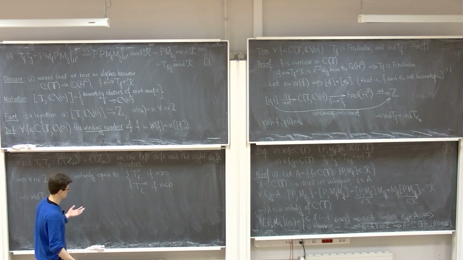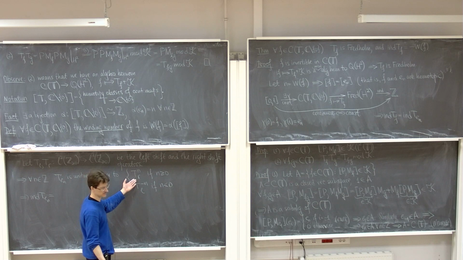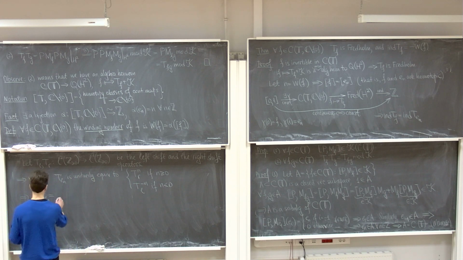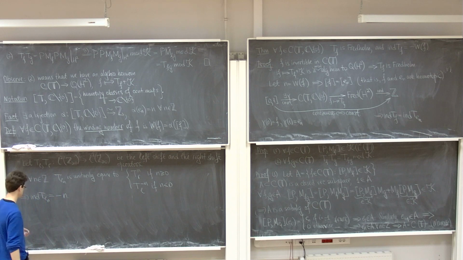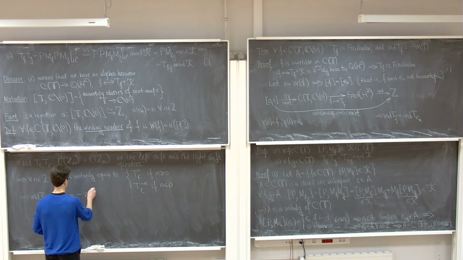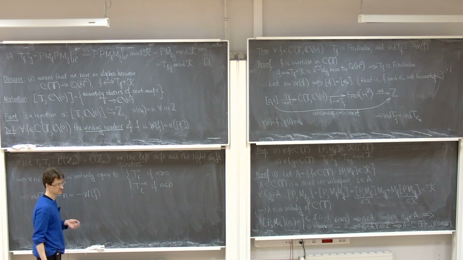But if n is non-negative, then the index of this operator is minus n, because the index of the right shift is minus 1. And the index of the left shift is 1. So the index of the minus nth power of the left shift is minus n. So in both cases, we get minus n. That is minus W of f. And this completes the proof.